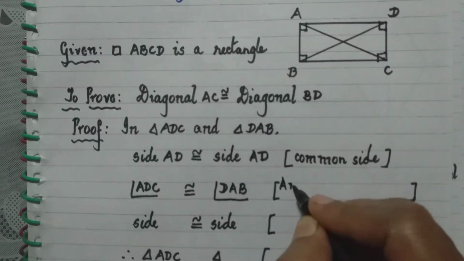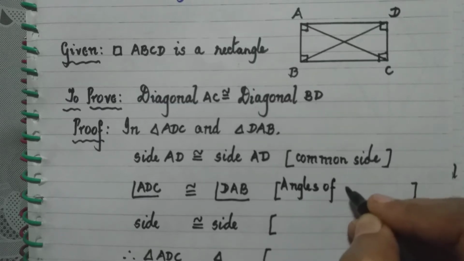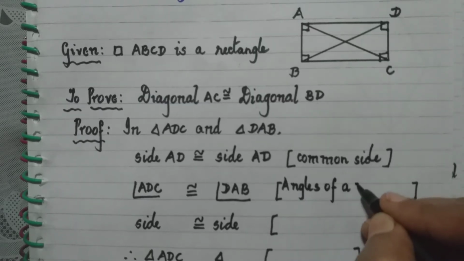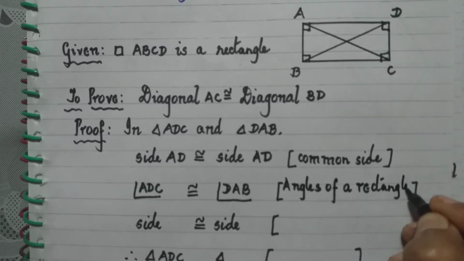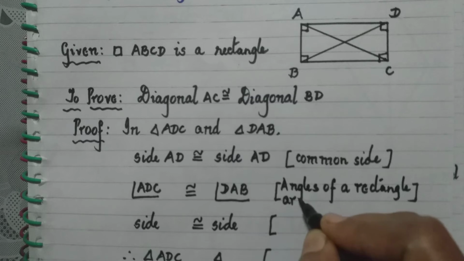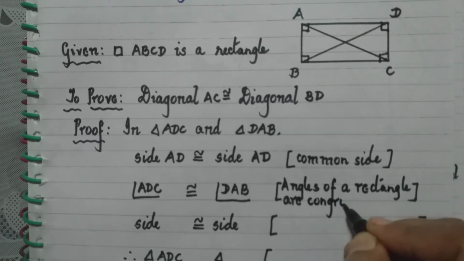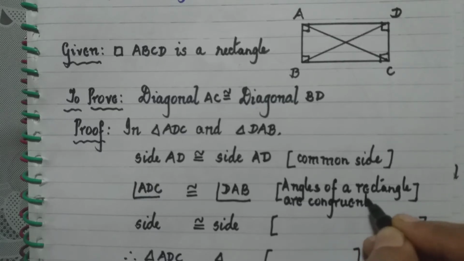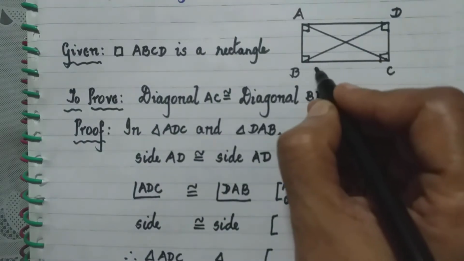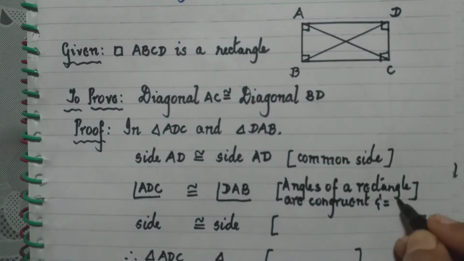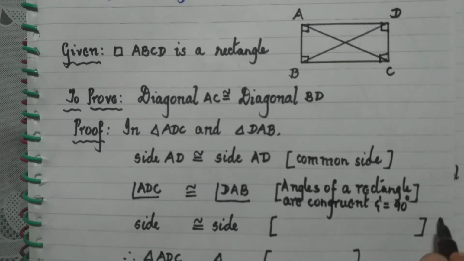we can write angles of a rectangle are congruent and also equal to, here we are seeing all of them are right angles, that is equal to 90 degrees. The measure is 90 degrees.